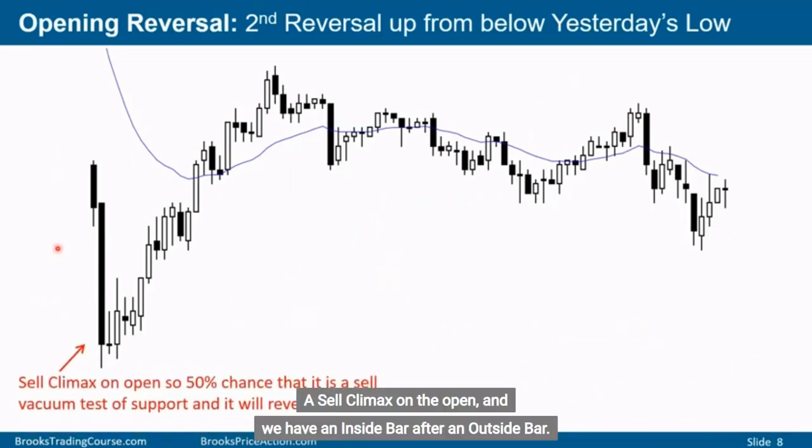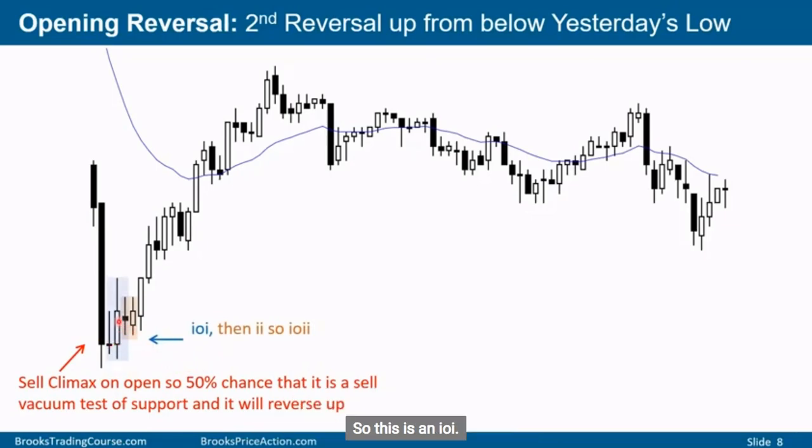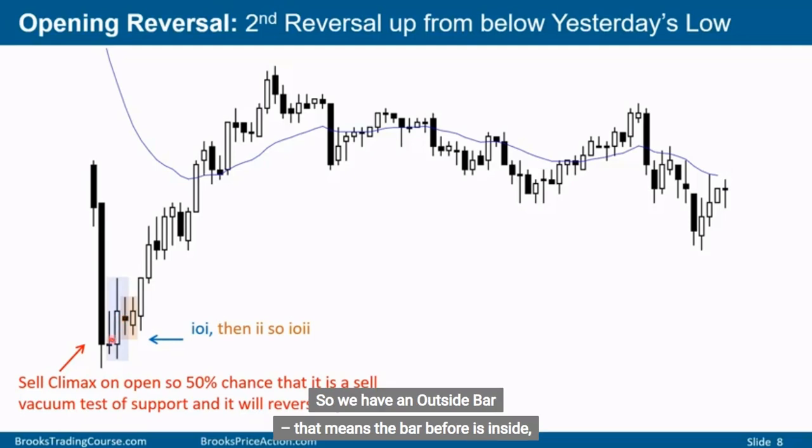A sell climax on the open. And we have an inside bar after an outside bar. So this is an IOI. So we have an outside bar. That means the bar before is inside. So we have an inside, outside, inside, IOI.